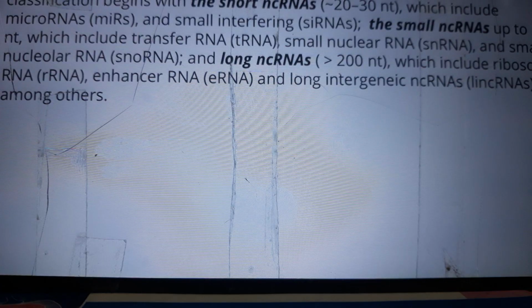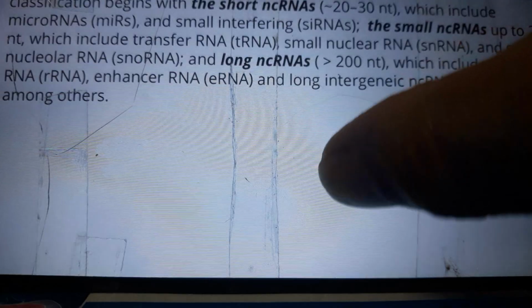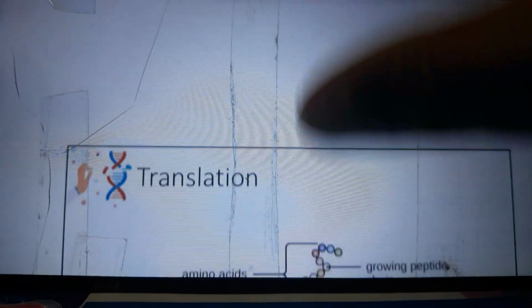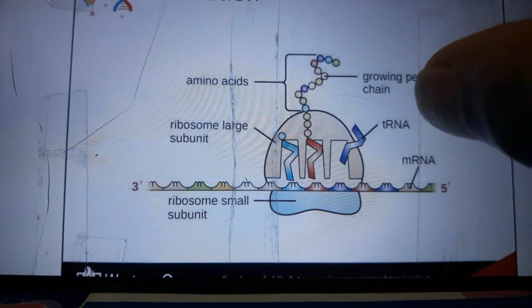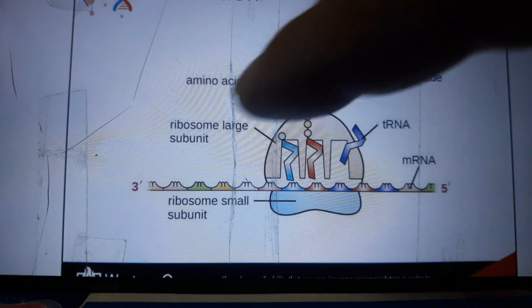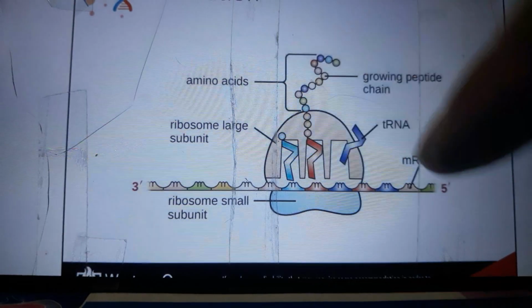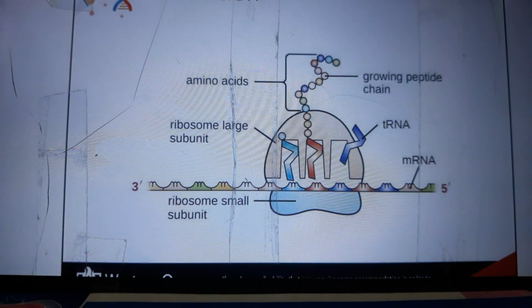Right, and continuing onward into the next page, we see what translation is about. We see this figure there: the amino acids, ribosomes, large subunits. We have the translation of a growing peptide chain with the tRNA and mRNA, rendering the procedure viable.